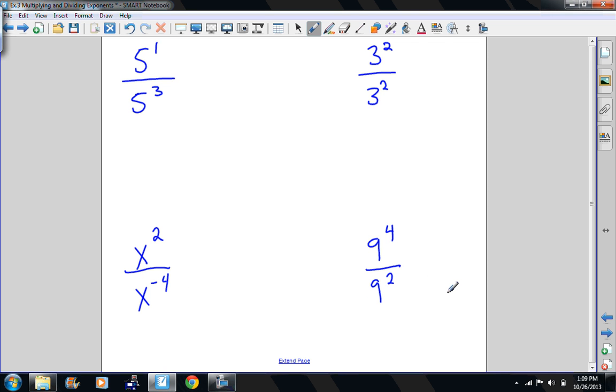Try these on your own and see how they go. 5 to the first over 5 to the third is 5 to the negative second, or 1 over 5 squared. 3 squared over 3 squared turns out to be 3 to the 0, which is 1. X squared over x to the negative fourth becomes x to the sixth because we're subtracting a negative 4, which is the same as adding. And 9 to the fourth over 9 squared becomes 9 squared.